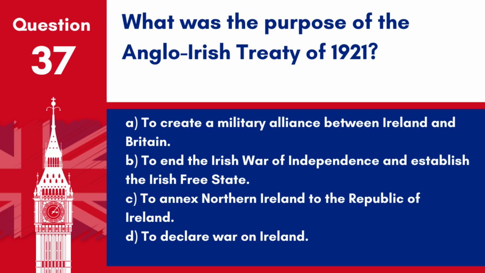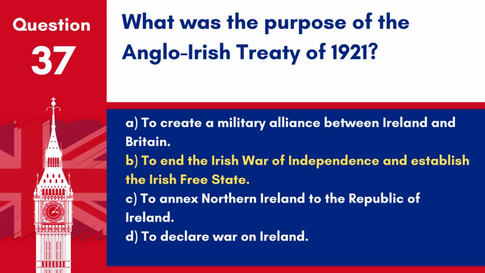Question 37. What was the purpose of the Anglo-Irish Treaty of 1921? A. To create a military alliance between Ireland and Britain. B. To end the Irish War of Independence and establish the Irish Free State. C. To annex Northern Ireland to the Republic of Ireland. D. To declare war on Ireland.